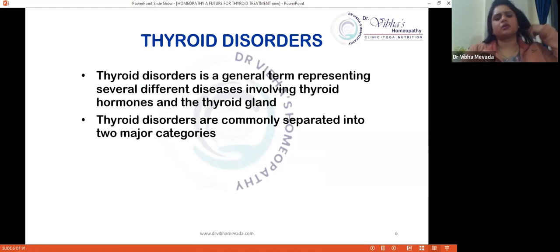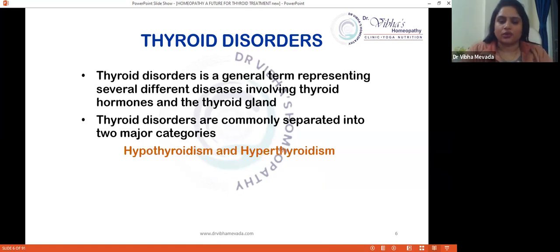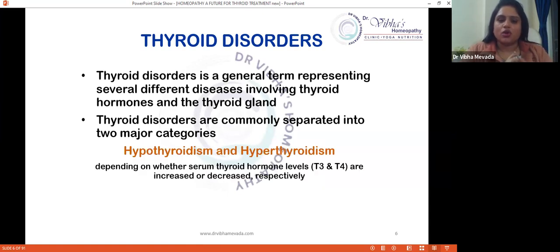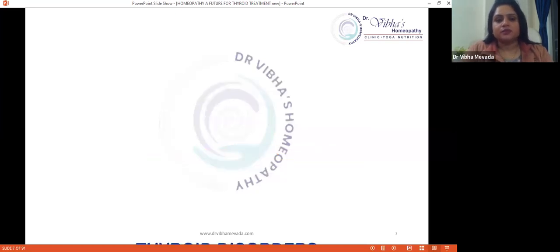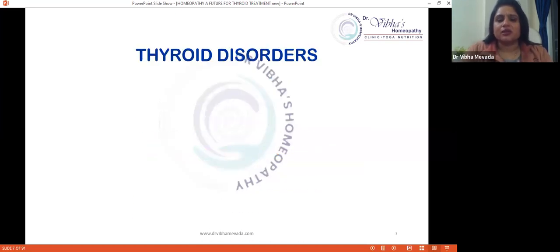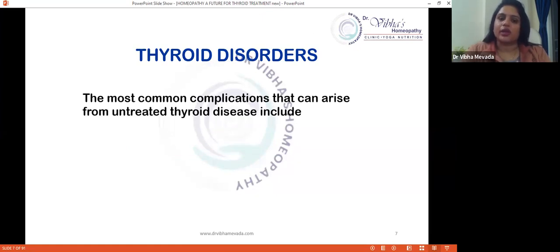Okay, so when we talk about thyroid disorder, two major categories have come up to understand it: hypothyroidism and hyperthyroidism, which we can understand by the hormonal levels, that is the levels of T3, T4, and TSH respectively. Others are there, but majorly these two things are there in endocrinal or thyroid disorder.